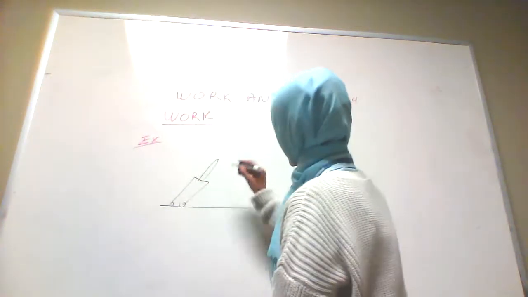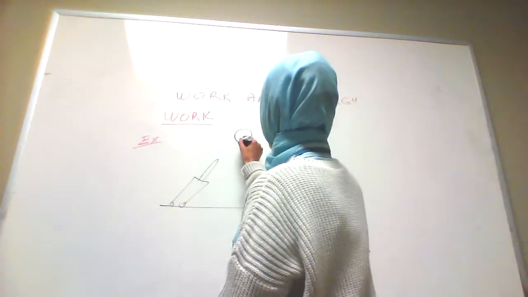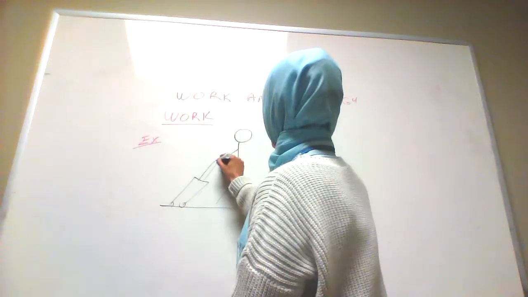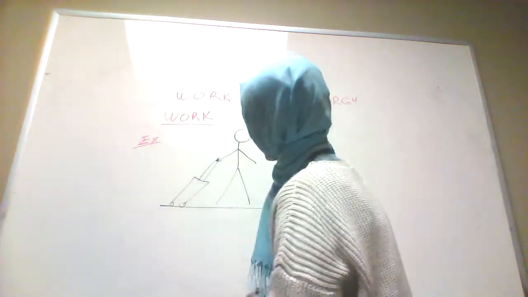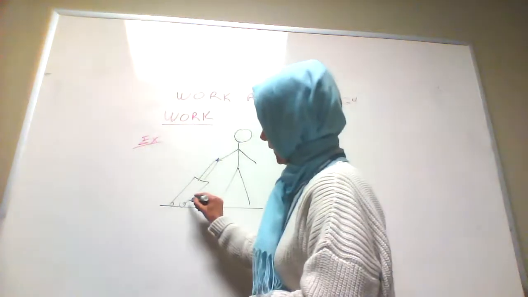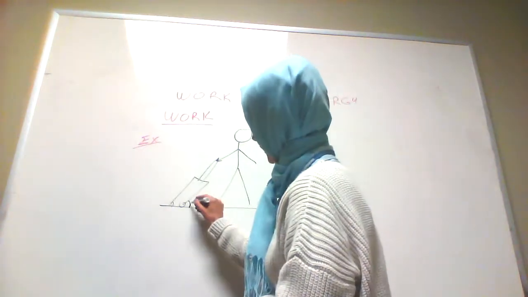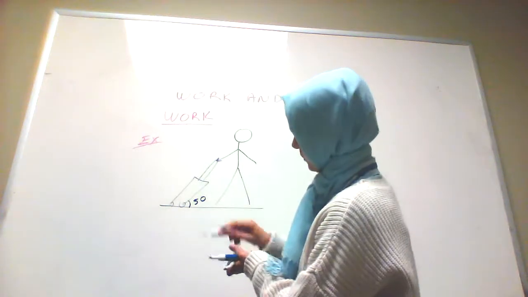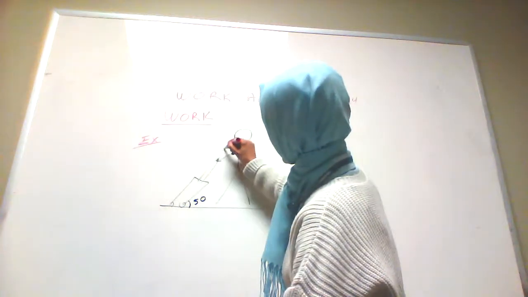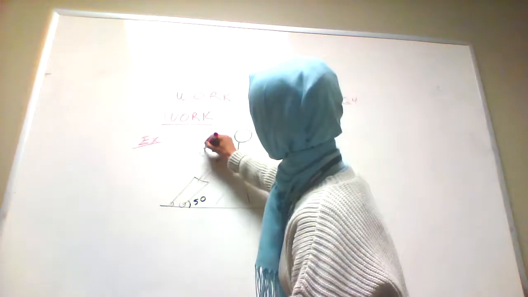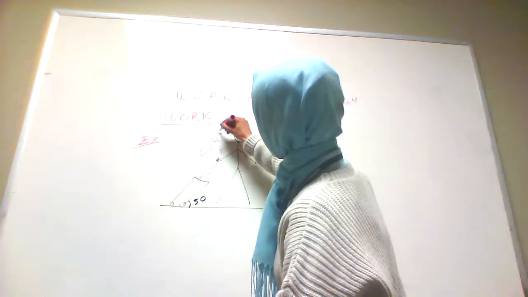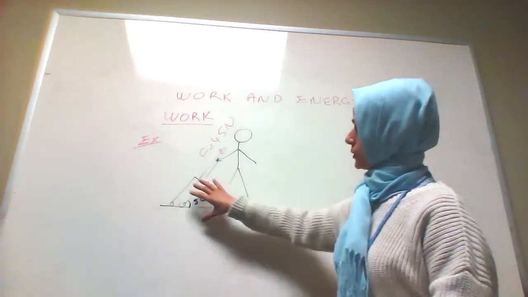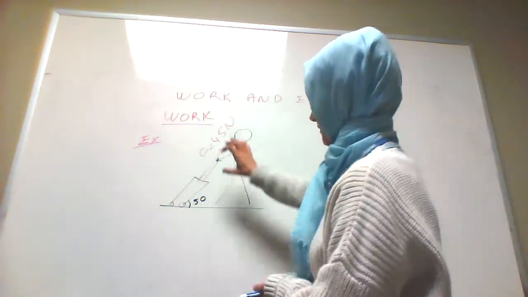So this is a suitcase and a person is pulling it, walking, going somewhere. And the angle between the horizontal axis or ground is 50 degrees, and the force applied by the person is 45 Newton. Now, what is the work done on the suitcase by this person, by this force?